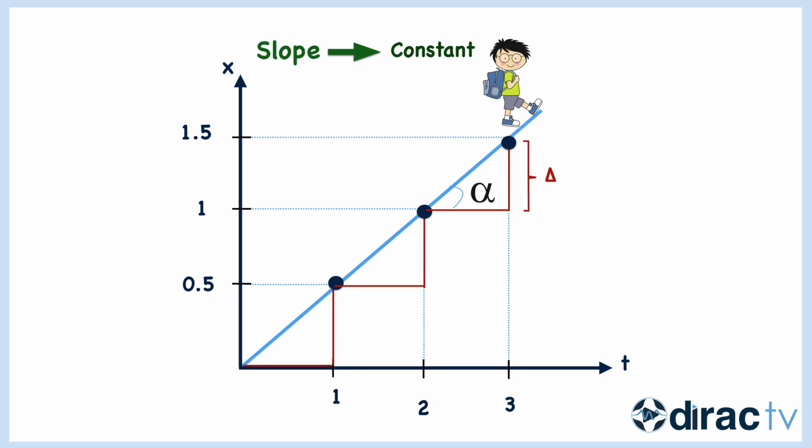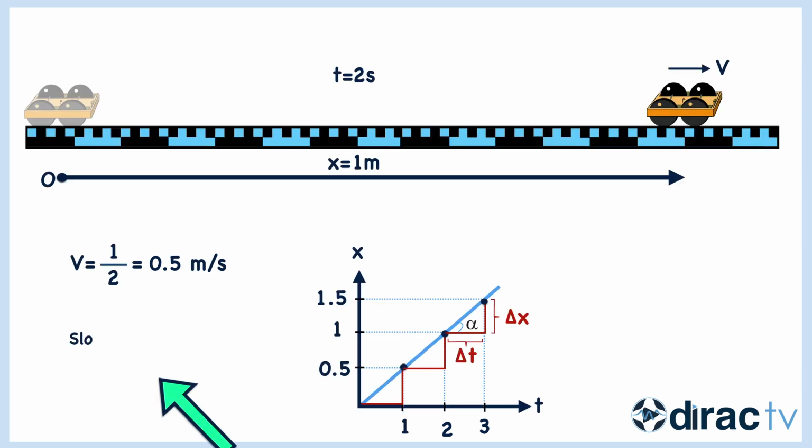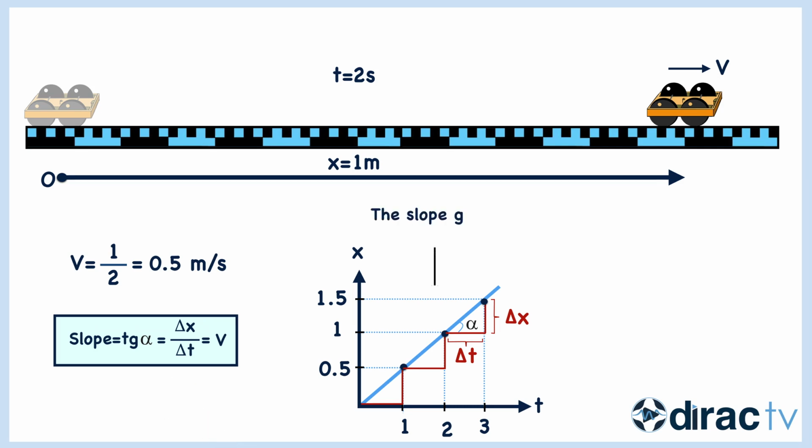Here's the displacement delta x, and here's delta t. Now let's write the slope. Slope equals delta x divided by delta t. This is the tangent of this angle. It gives us the velocity. Conclusion: the slope in the displacement time graph gives us the velocity.